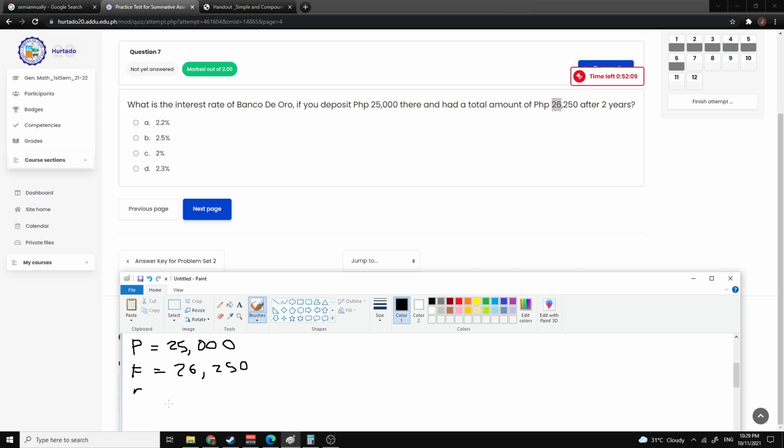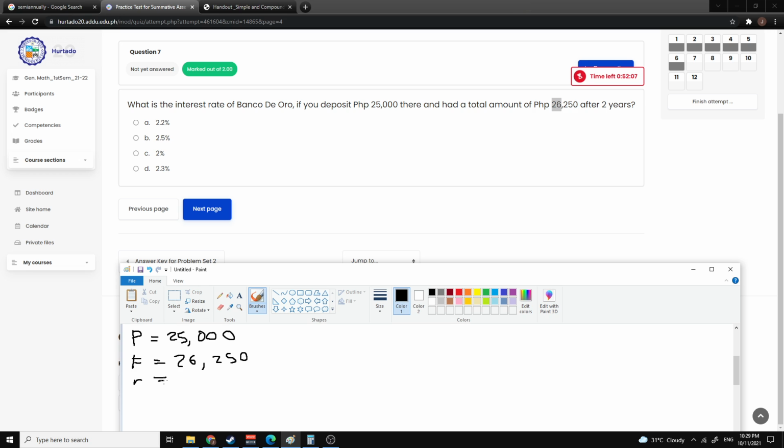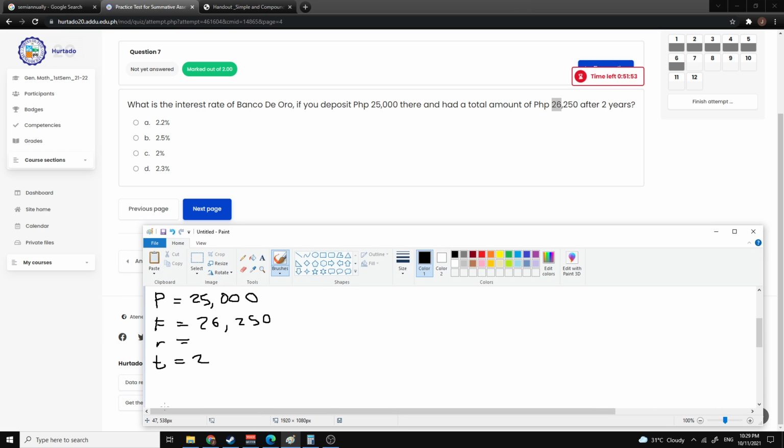So we're trying to find the interest rate here. The rate is basically blank. We don't know what the rate is. But we know the time that has elapsed, because it's still simple interest. The time that has elapsed is 2 years. So that's 2.